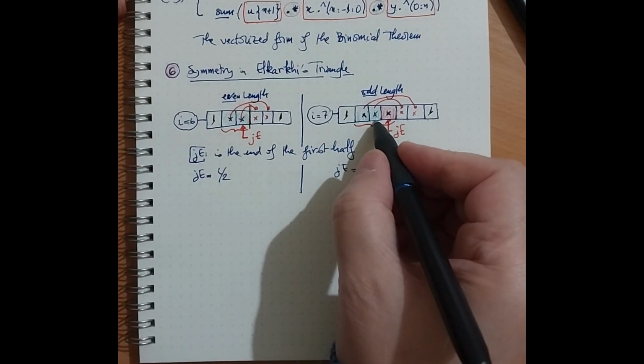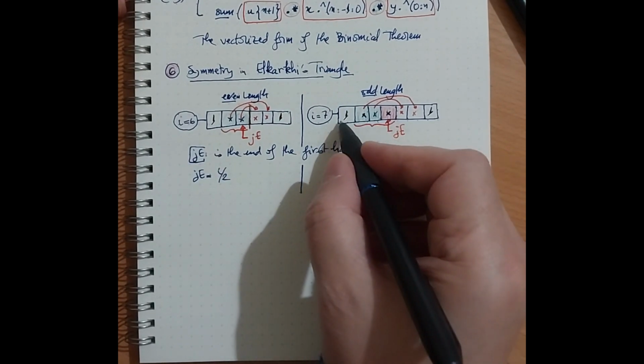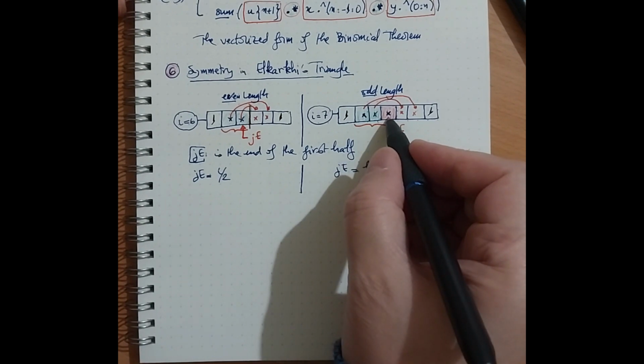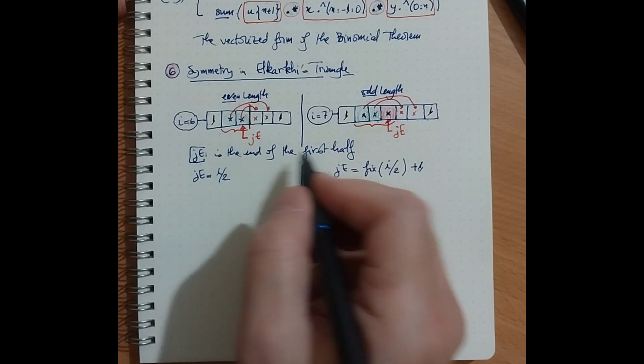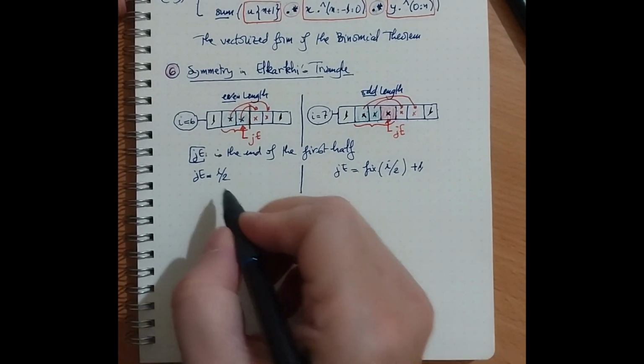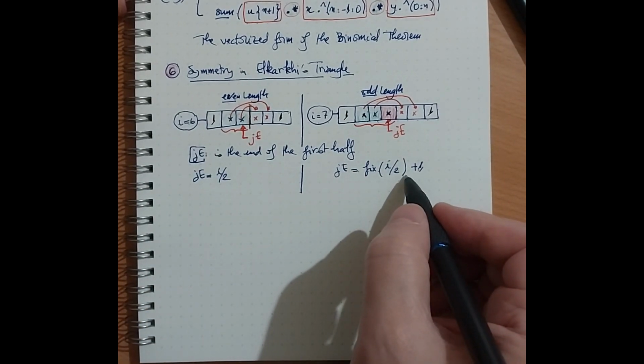I/2, we get here 2, 3. 1, 2, 3 plus 1, we get 4. So the formula of JE, albeit it has the same meaning, is different.